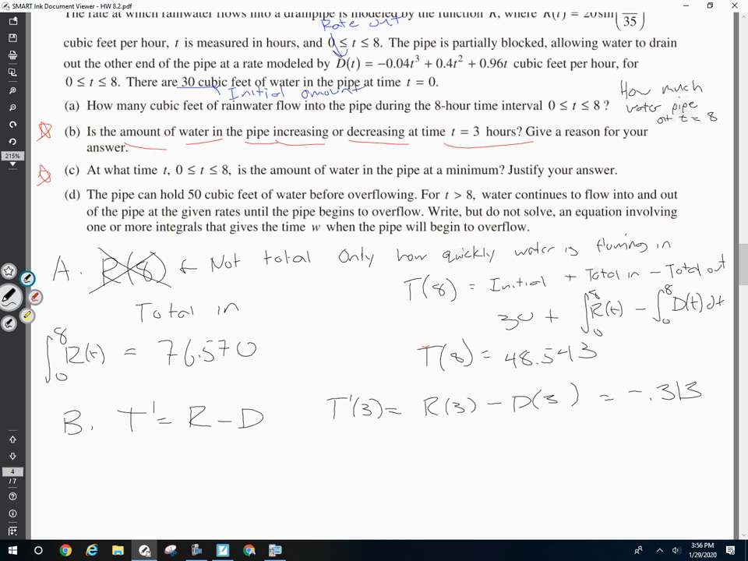We don't need integrals anymore. T prime is the derivative of the integrals. This is T. It's this. This is T of t. We want T prime. We want the derivative of this. T prime is just R minus D. It's no longer using an integral. It's the derivative of the integrals. Second fundamental theorem of calculus.